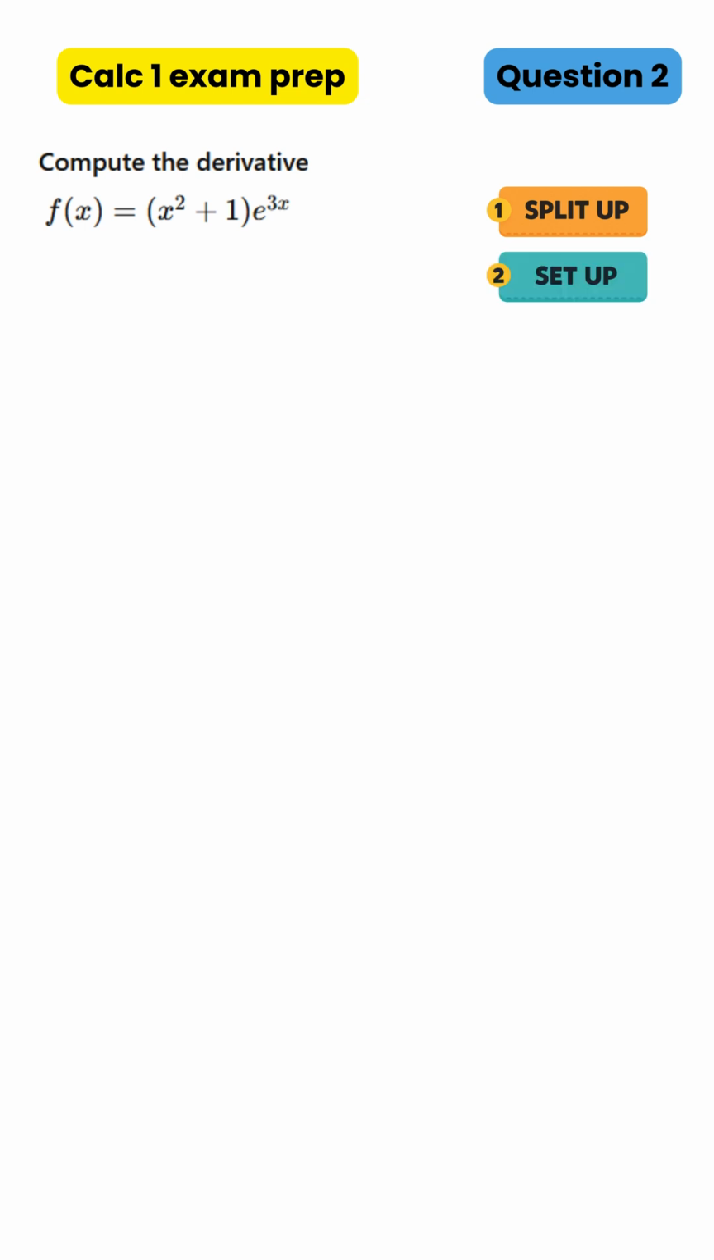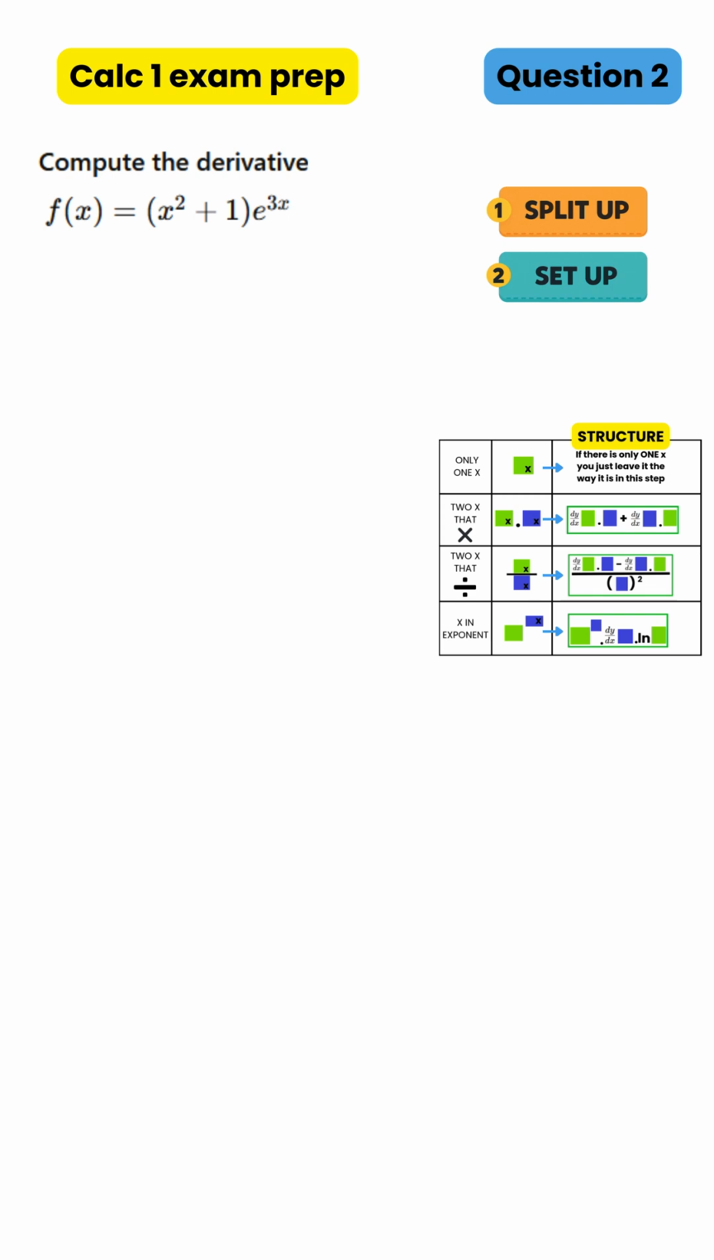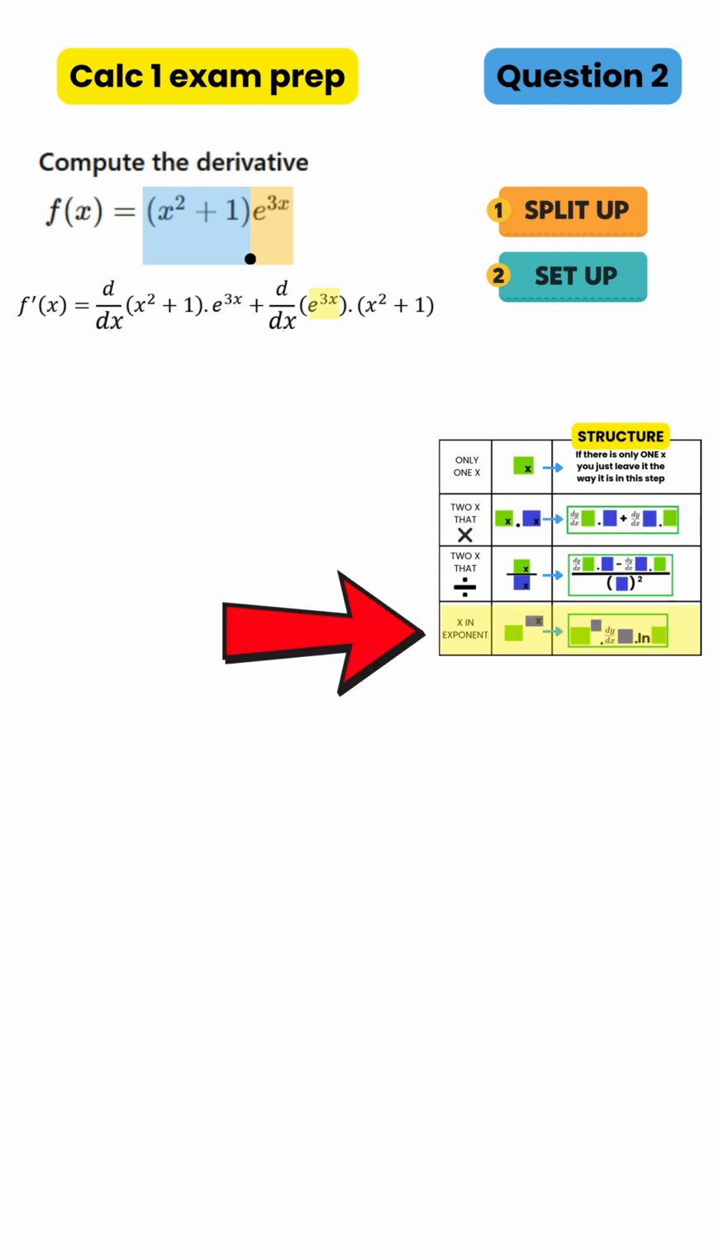Step two, set up. Here we build the structure for differentiating. Important, we're not differentiating yet. We're just building the structure using the table from top to bottom. We can see we have two parts, each with an x, so we use this structure. Then we see we also have an x in the exponent, so we use this structure.